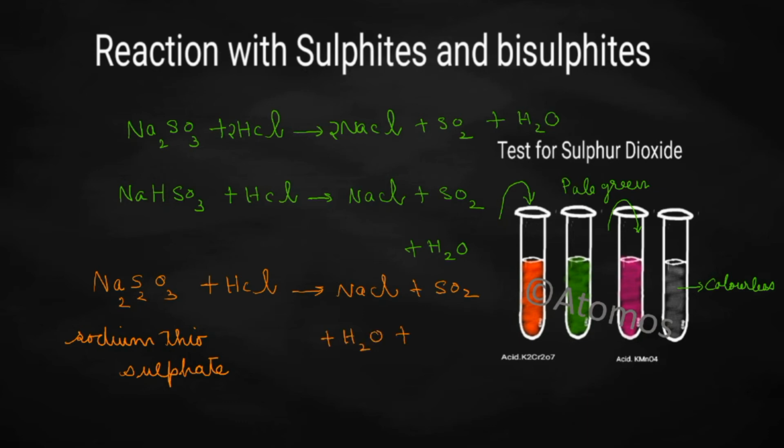Along with that, see, one sulfur is extra in sodium thiosulfate. So that sulfur will be precipitated out, and you can see a yellow precipitate of sulfur at the bottom of the test tube. Got it? So in order to distinguish between sulfite and thiosulfate, we will add dilute hydrochloric acid to both. In the case of thiosulfate, you will be getting a yellow precipitate of sulfur. Got it? You should remember, they will ask you.